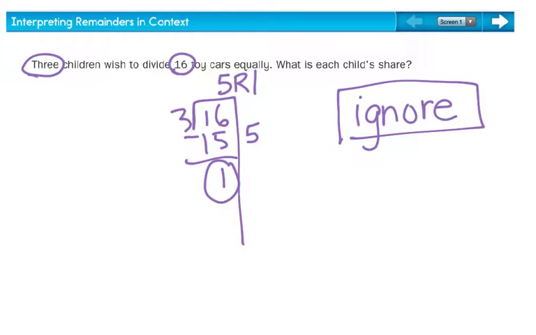But sometimes we ignore it. We know sometimes we write it as a fraction. If we can divide something up evenly, sometimes we just ignore it.